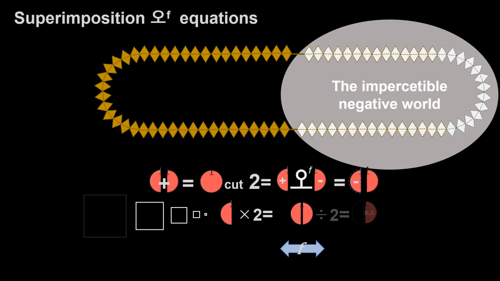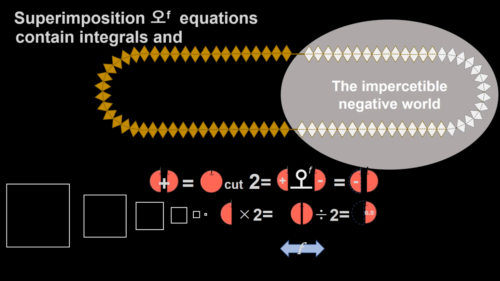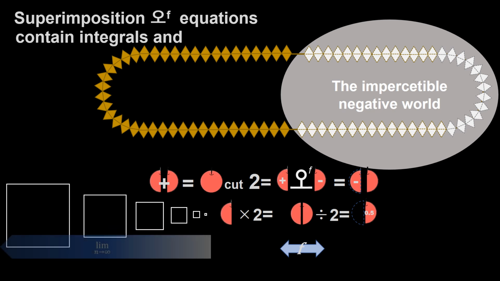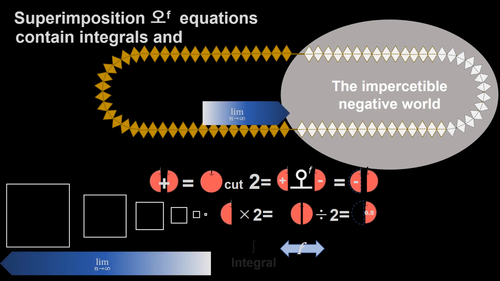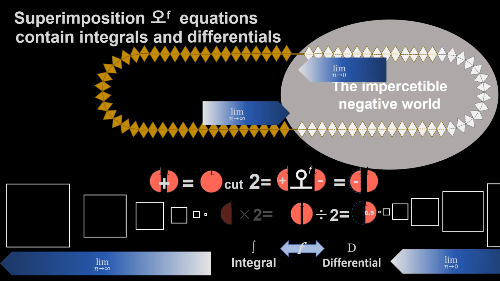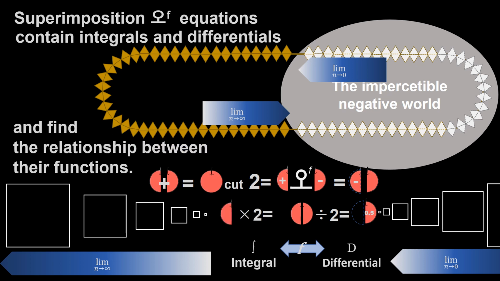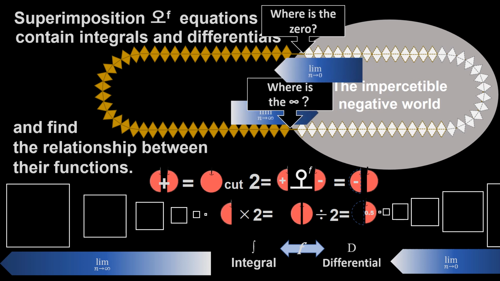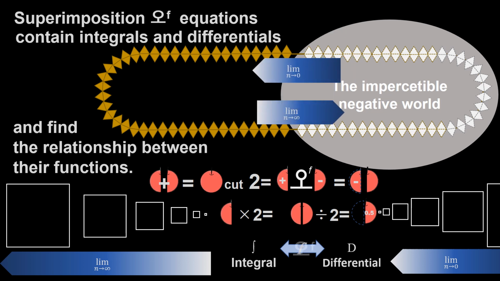Superposition equations contain integral and differentials. Integral. Differential. And find the relationship between their functions. Where is 0? Where is infinity? Overlapping these 2 contradictory states is superposition.